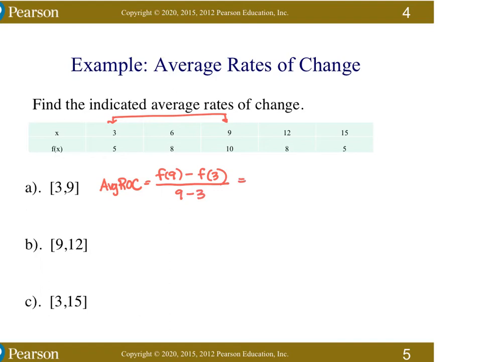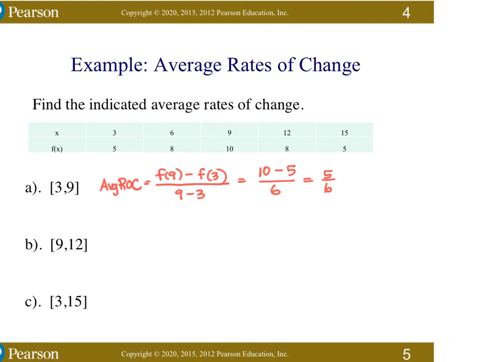So f of 9, according to the table, is 10, minus f of 3 is 5, over 6. That's 5/6. So the average rate of change between 3 and 9 is 5/6.